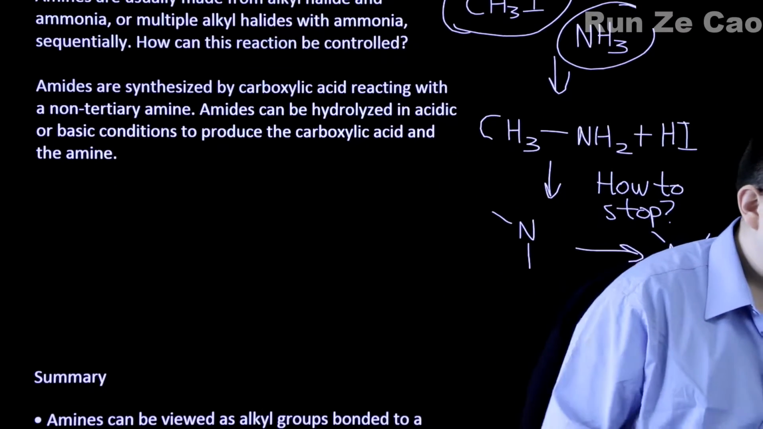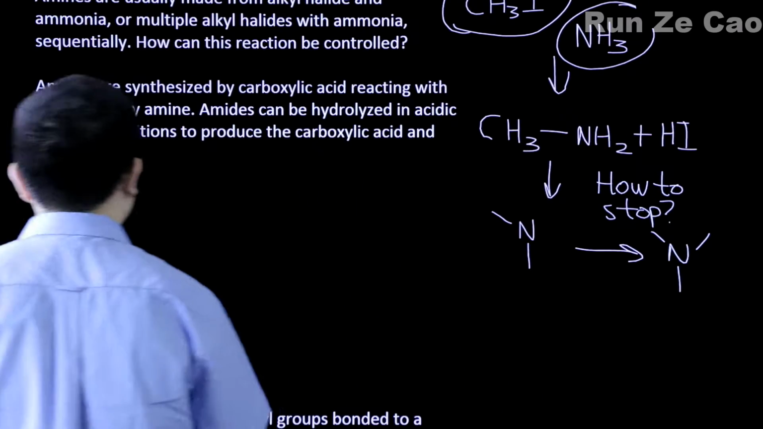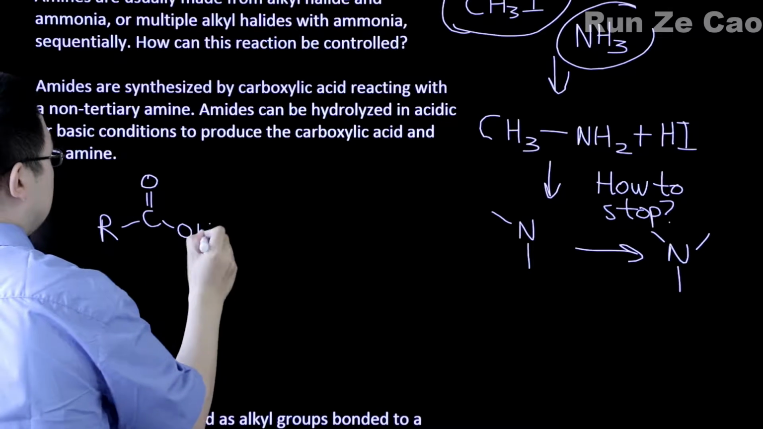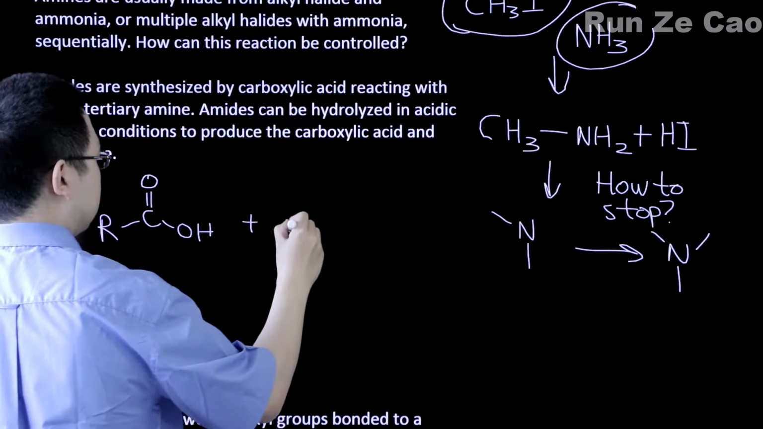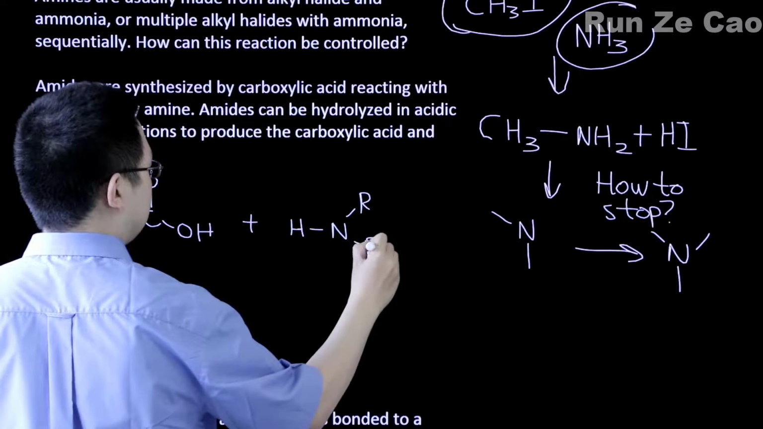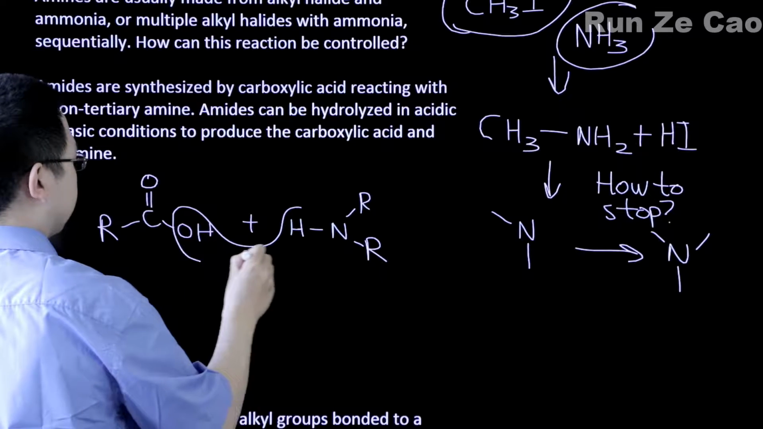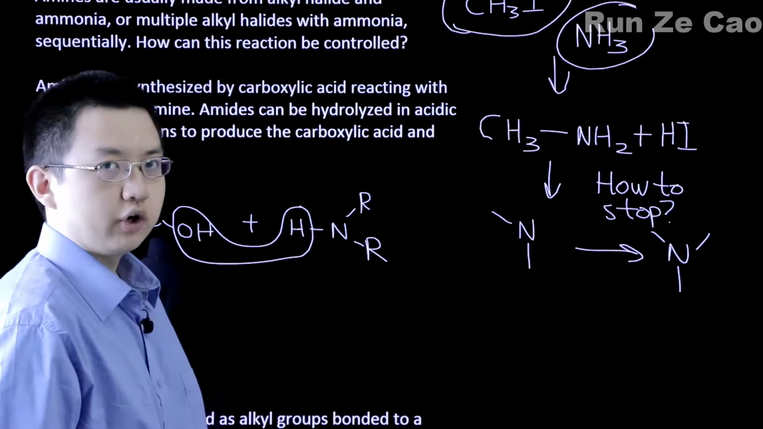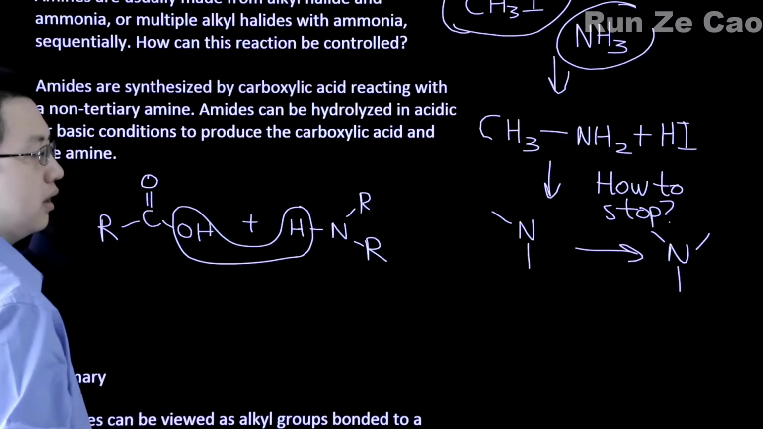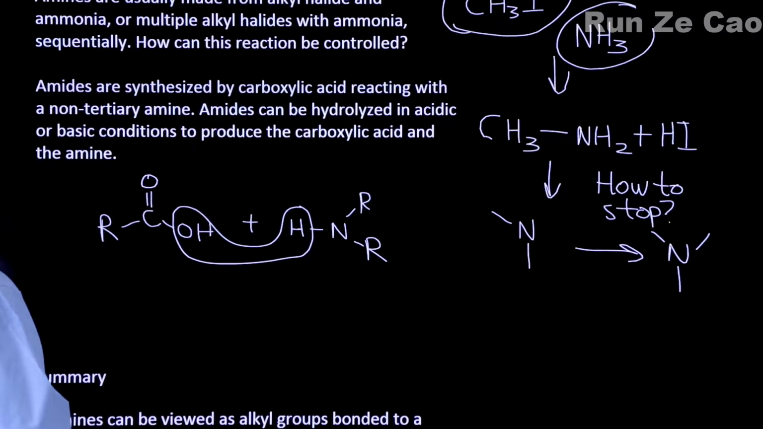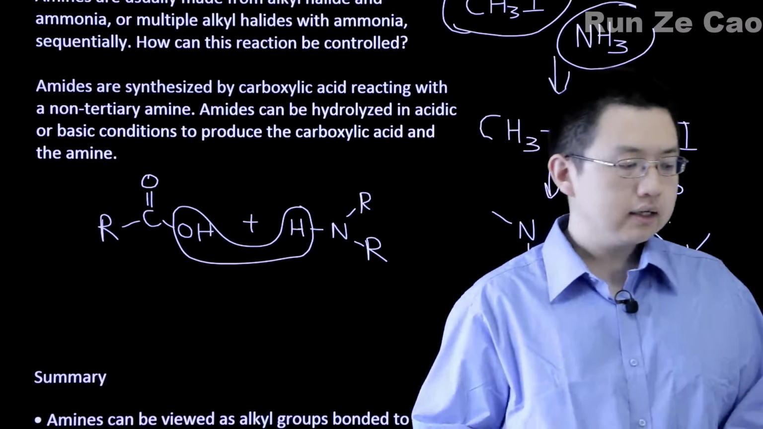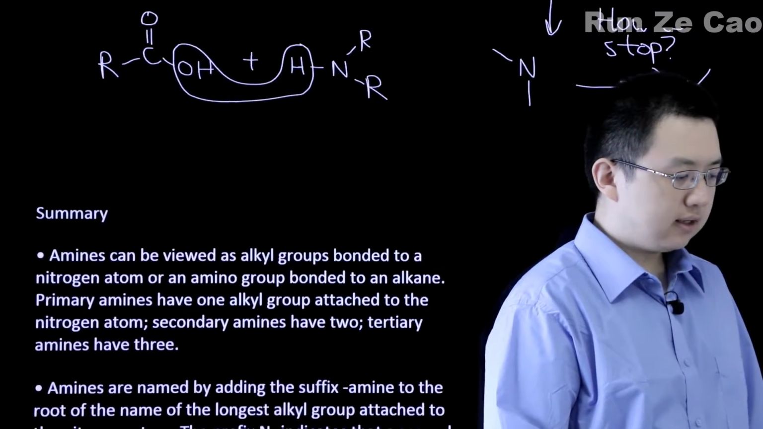Now, amides are synthesized by carboxylic acid, so R, COOH, plus N, R, and R. So, this ends up coming off. The mechanism will be discussed at a later point. Now, this comes off, and thus these two atoms are bonded together. Now, this can be hydrolyzed in acidic or basic conditions similar to esters. And this reproduces the carboxylic acid and the amine.